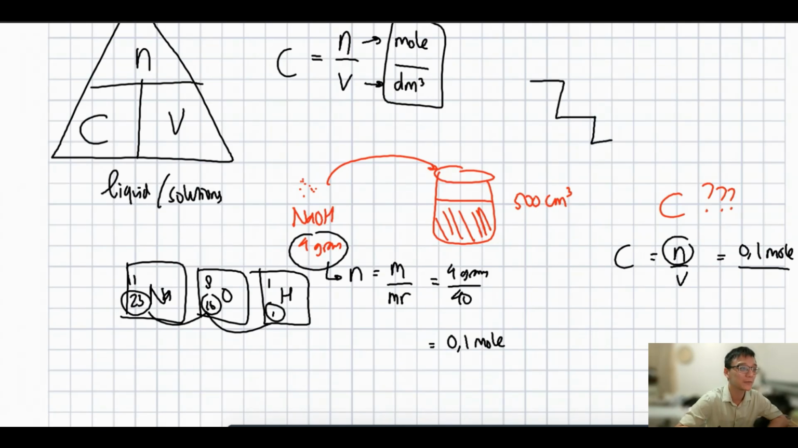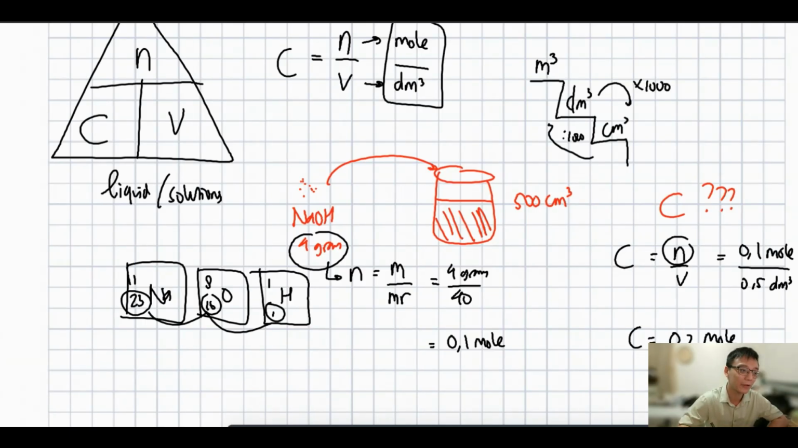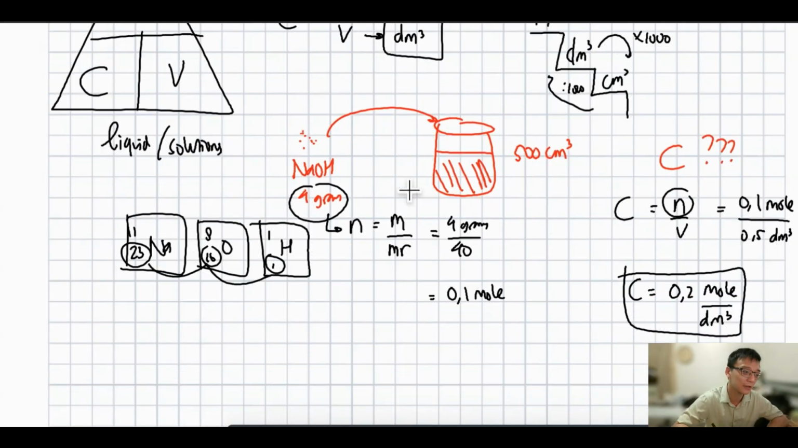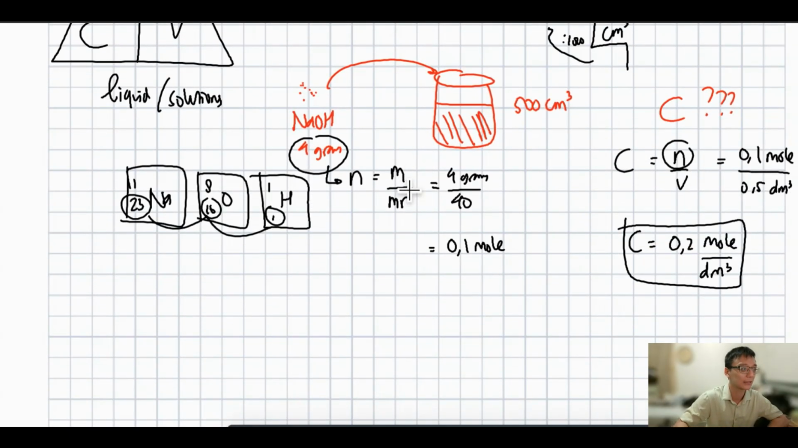For the volume, it's 500 centimeter cube, and we need to change it to decimeter cube. So meter cube, decimeter cube, centimeter cube. Here multiplied by 1000, here divide by 1000. So 500 divided by 1000 becomes 0.5 decimeter cube. 0.1 divided by 0.5 will be 0.2 mole per decimeter cube. So this is the concentration of that thing.